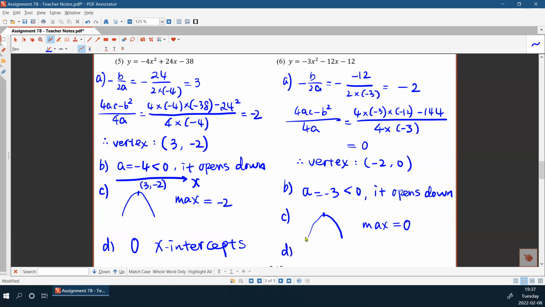And last question, let's check the relative position between the vertex and the x-axis. The vertex is (-2, 0), and apparently this point is on the x-axis, right? That means this curve will intersect with the x-axis, and there will be only one intersection point. So that means there is only one x-intercept.